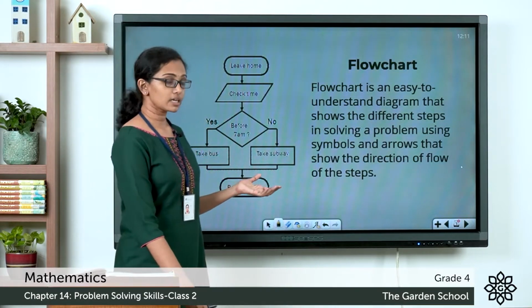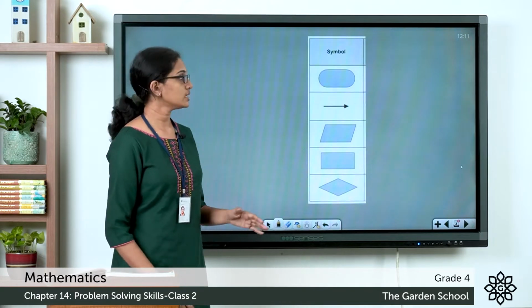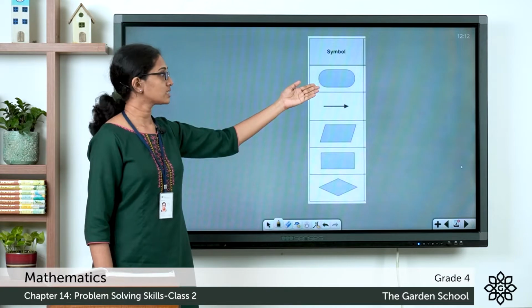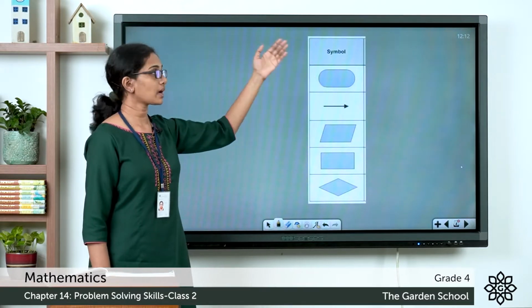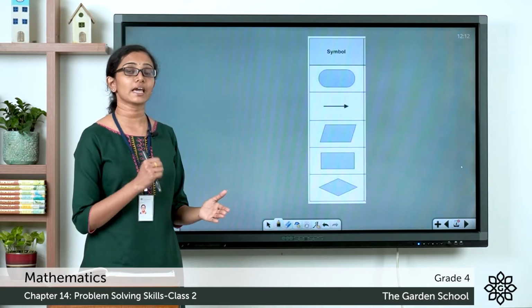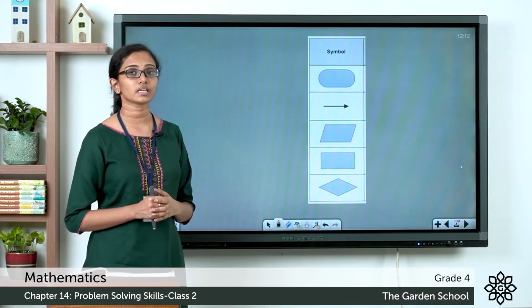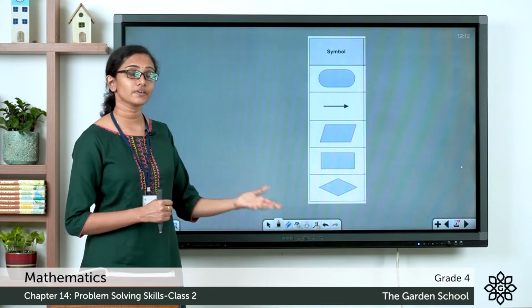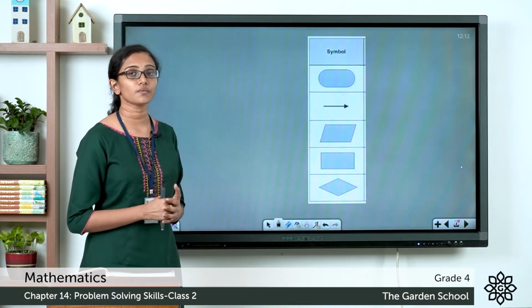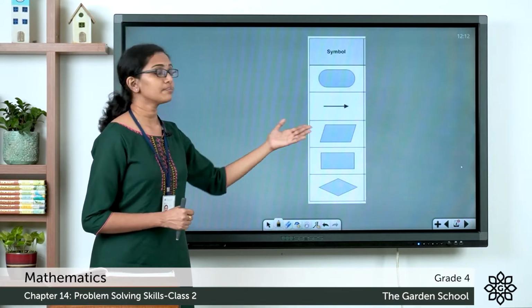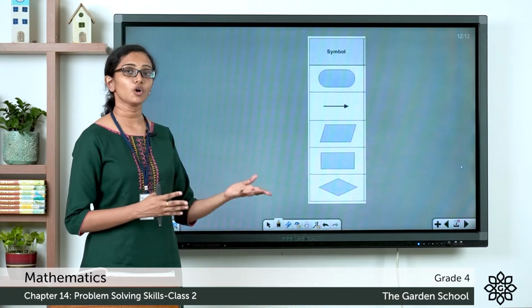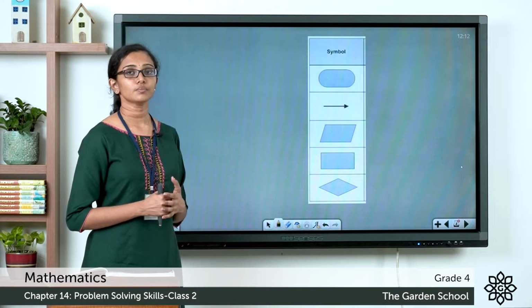So in a flow chart, we mainly use 4 symbols like this one. The first symbol you see here is an extended circle or an oval shape and it shows the beginning or the ending of a problem solving process. And then you have the arrow which shows the direction of flow of the different steps that you are using to solve the problem. And then you can see a parallelogram here which will represent some input or output that you're using in the process.